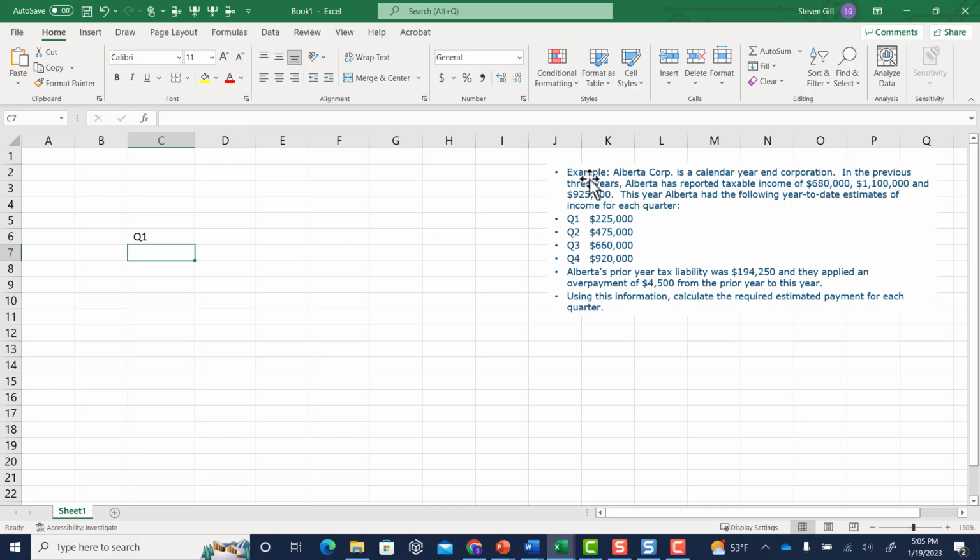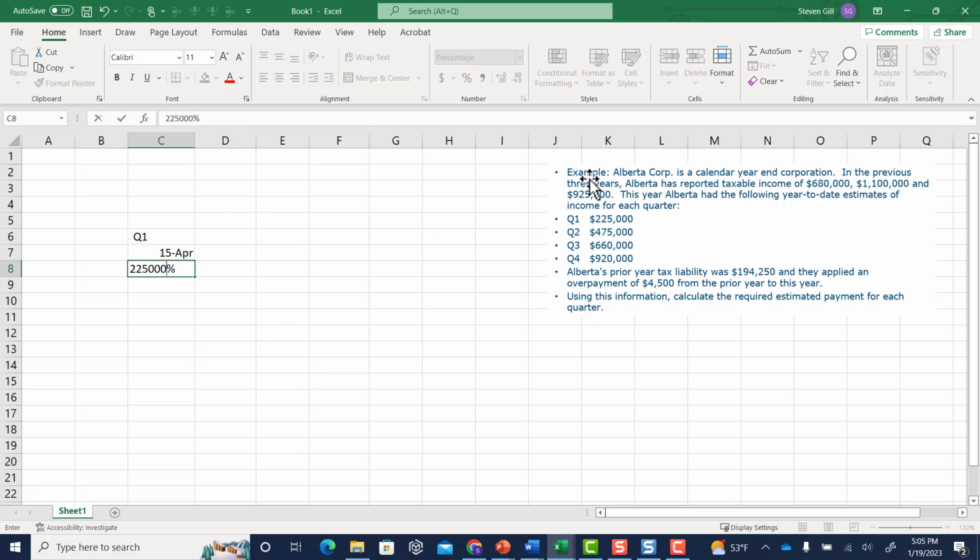So first, let's deal with quarter one. The first quarter tax payment is going to be due on April 15th. And how are we going to estimate what we think Alberta Corp owes for the year, and then how much of that is going to be due in the first quarter? So let's walk through this calculation.